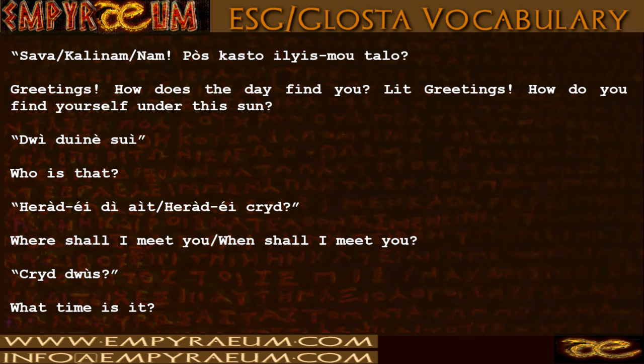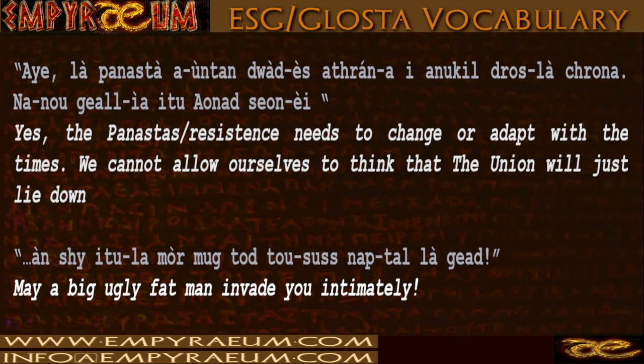There are 2 similar phrases that you can use to ask for the same thing. You can say Herarai diet or Herarai krid. Where shall I meet you, or when shall I meet you? And then we also have krid duus. What time is it? You're seeing it's a simple language to follow here to so many degrees.